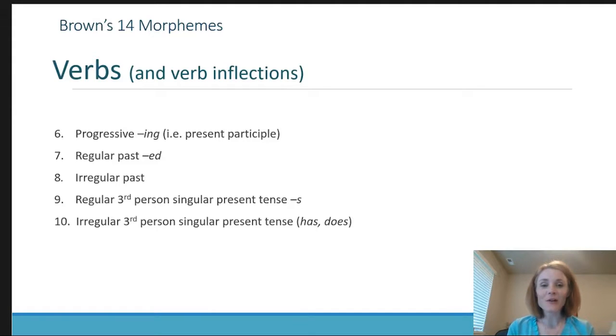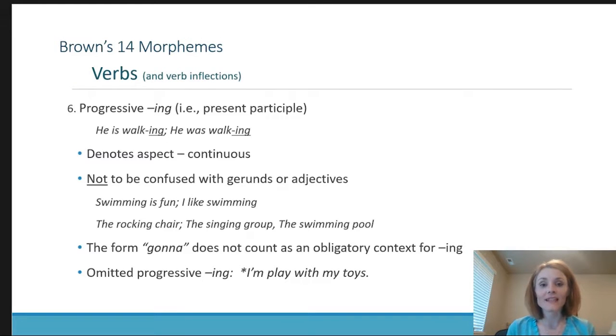Hello, in this video I'm going to go over the next 5 of Brown's 14 morphemes, and I have grouped these 5 together because they are all verbs or verb inflections. So we will start with progressive ing, and I also should mention that I didn't list the Brown's 14 morphemes in order of acquisition. They were grouped together by type. So progressive ing is actually the first of Brown's 14 morphemes that children, typically developing children, will acquire.